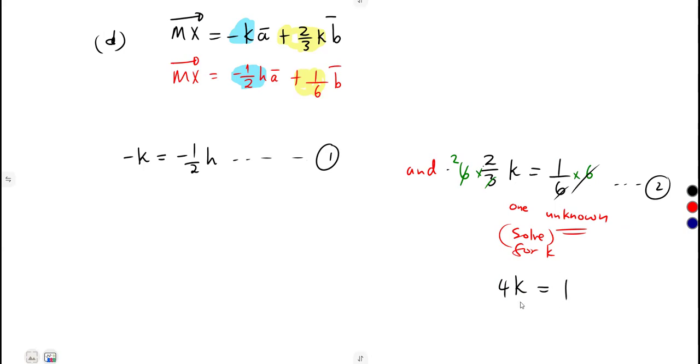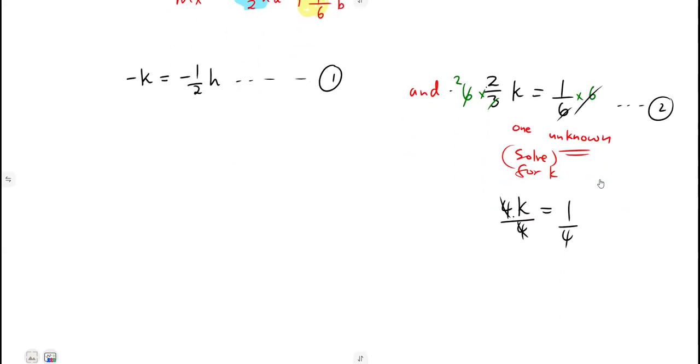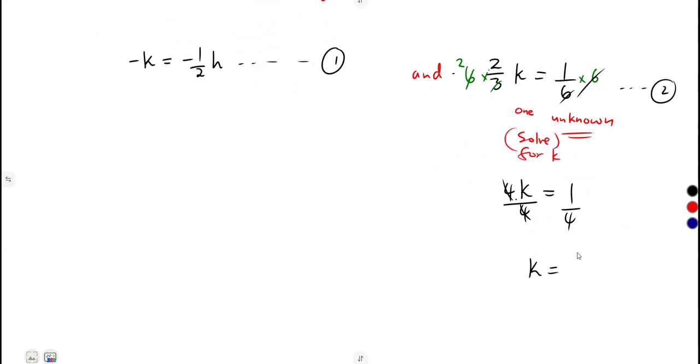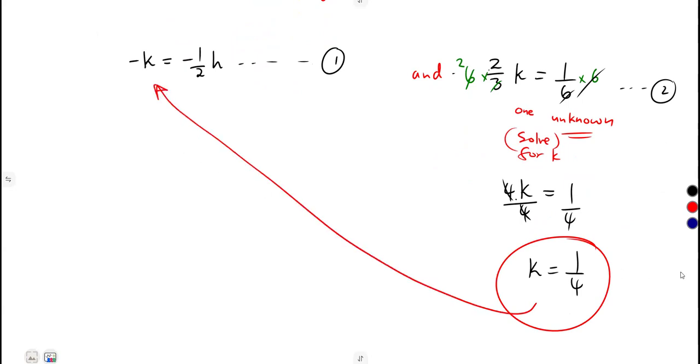So we're going to remain with the 1. So to solve for k, that's a product. Divide by what? Divide by 4 both sides of your equation. So k is going to be 1 over 4. So with this value of k, you can simply substitute into that equation to solve for h.